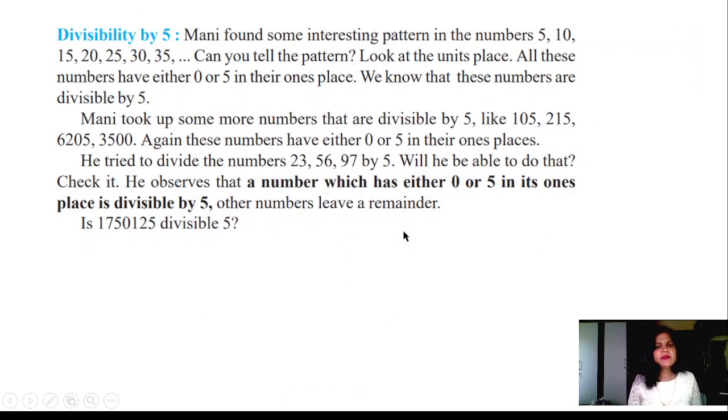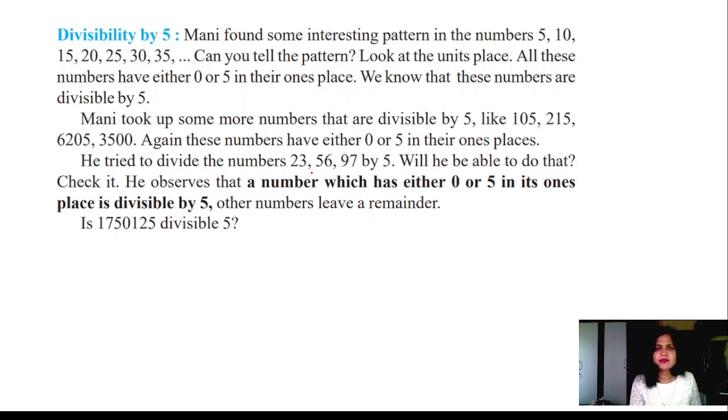Then divisibility by 5. Munni found an interesting pattern in the numbers 5, 10, 15, 20, 25, 30, 35. Can you tell the pattern? Look at the ones place. All these numbers have either 0 or 5 in their ones place. We know that these numbers are divisible by 5. Munni took up some more numbers that are divisible by 5: 105, 215, 6205, 3500. Again, these numbers have either 0 or 5 in their ones place.